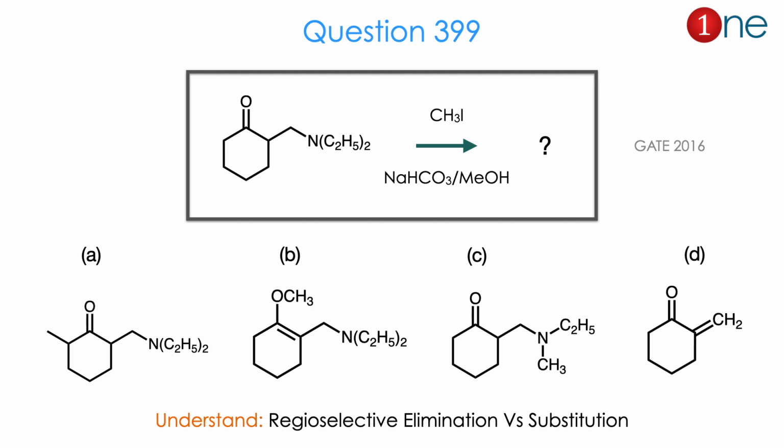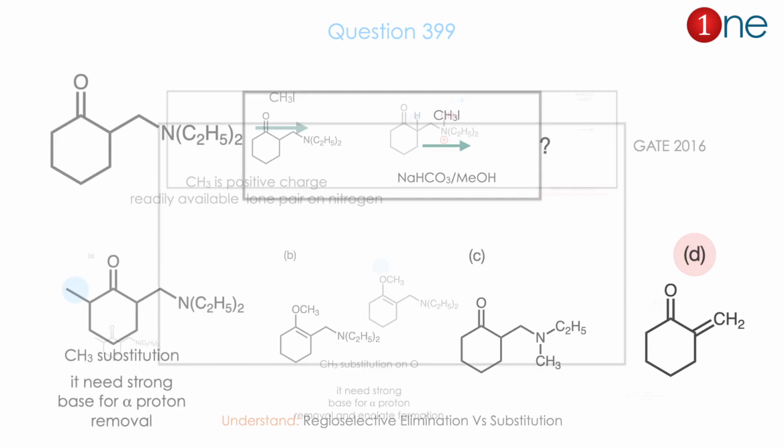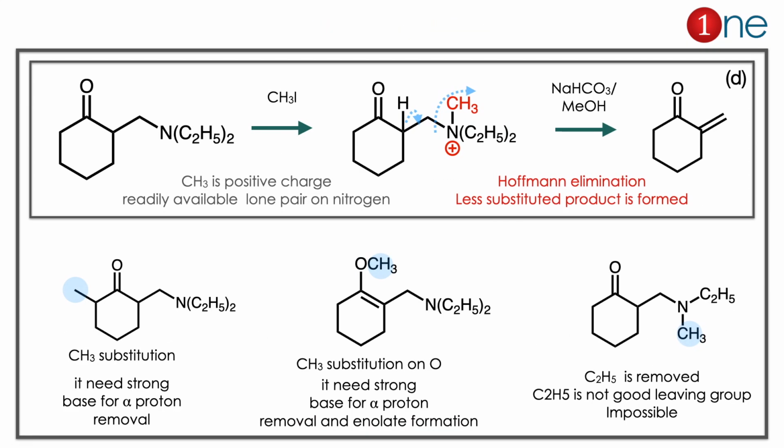So from the question of amine and the competition between elimination and substitution, you might realize the question is really about regioselective elimination or substitution. The answer is D. Let us see how. Here the starting material is an amine. They are reacting with methyl iodide. In methyl iodide, CH3 possesses a positive charge, so it readily acquires the nitrogen lone pair. Here CH3 reacts with the nitrogen, so it forms a quaternary ammonium salt.